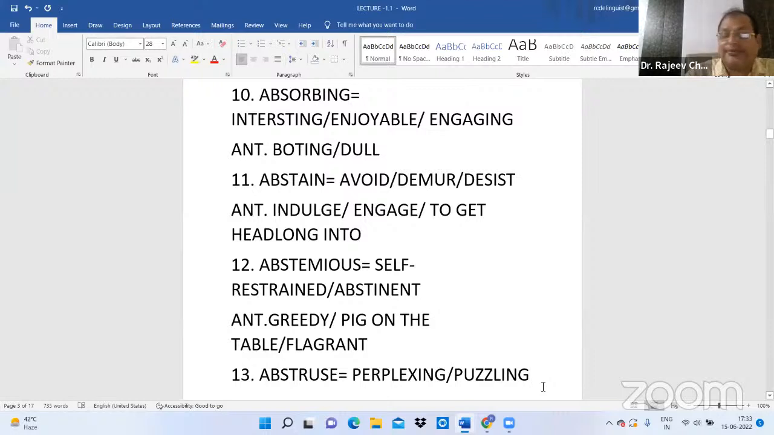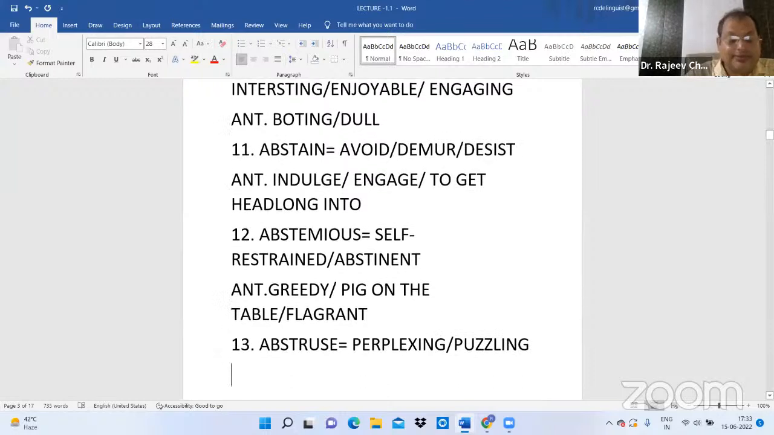Complex, okay. And the antonym is, you can say, lucid, very clear, lucid, you see. You can say limpid also, as clear as a lake. Okay, fine. So abstruse, you can use it like this.